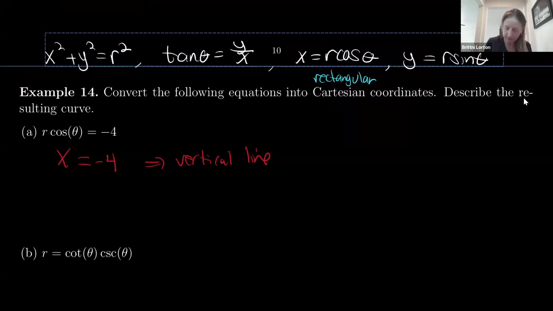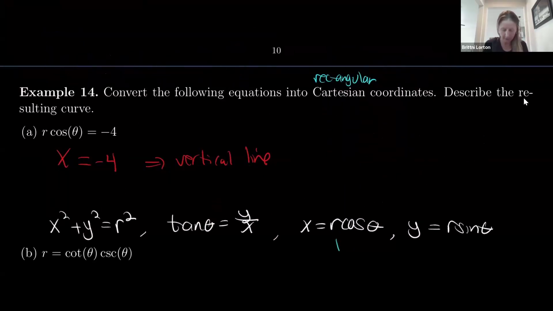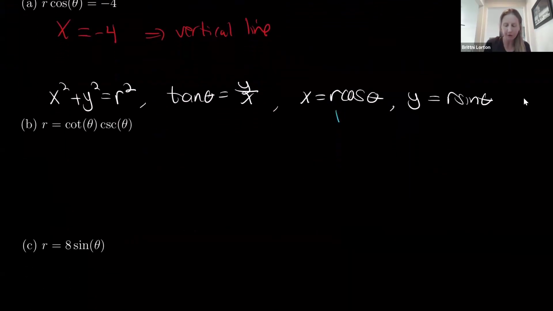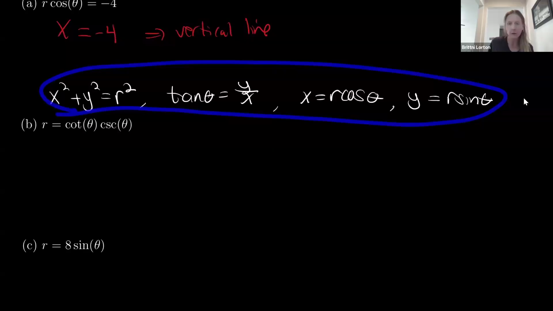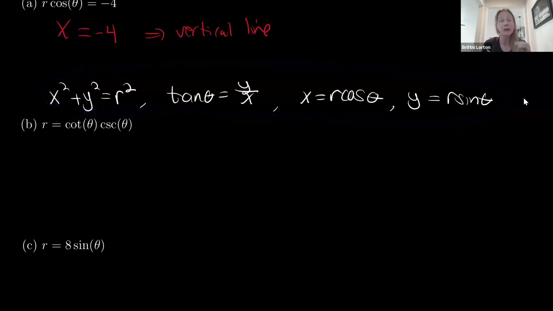And again, I'm going to keep these same 4 formulas right in front of me, because those are always going to be the same 4 that you're using. Right now, for part B, I have cotangent and a cosecant. None of those 4 equations have a cotangent or a cosecant. So I have to get rid of the cotangent and cosecant first and turn them into tangents, cosines, and sines. So we know how to do that. We just have to manipulate what we have.